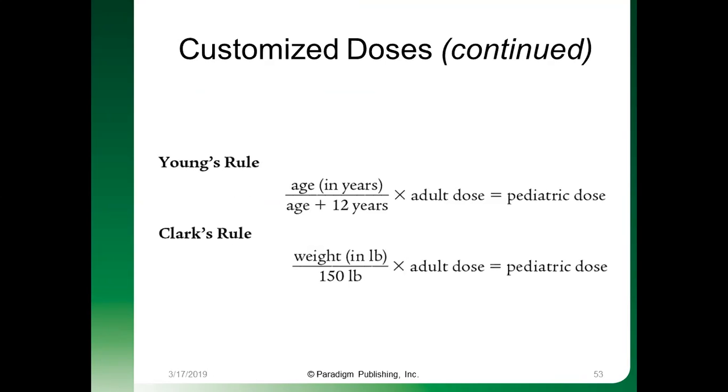Age in years, again, divided by the age plus 12 years times the adult dose will equal the pediatric dose. Clark's rule, which is in weight, so it'll be weight in pounds divided by 150 pounds times the adult dose is equal to the pediatric dose.